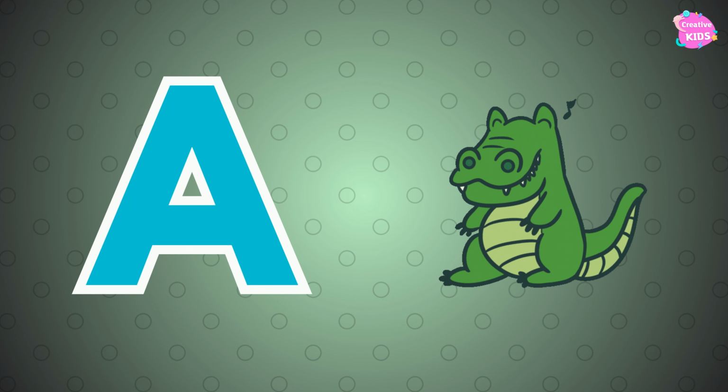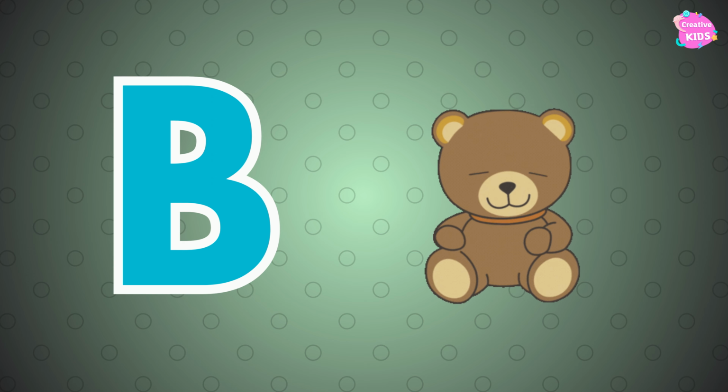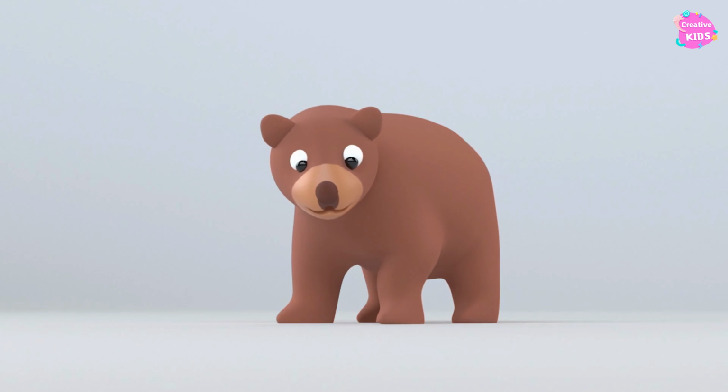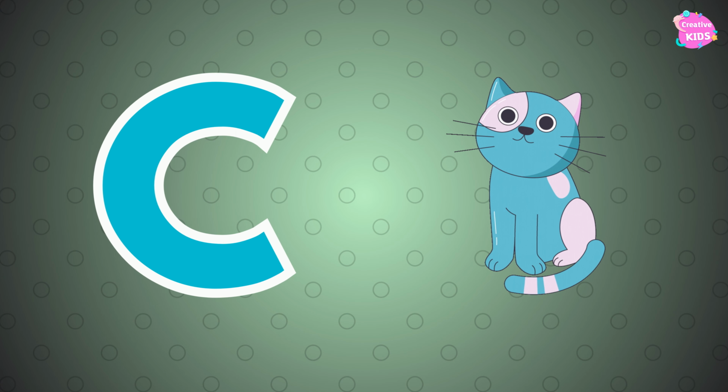A is for alligator. A a alligator. A is for alligator. B is for bear. B b bear. B is for bear. C is for cat.